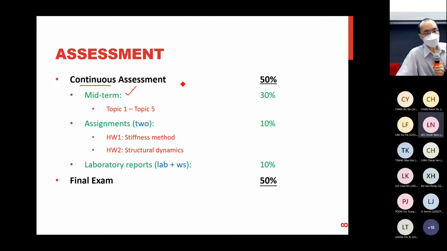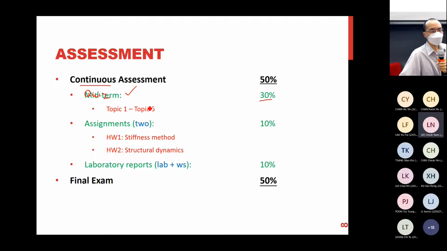Item 1, midterm test. The midterm quiz, maybe I can call this quiz only, because it may not happen in the middle. Middle means week 7, week 8. But depending on our progress and the other settings, maybe the quiz will not be in the middle. So I think it's more probably called a quiz rather than midterm. But basically the quiz covers topic 1 to topic 5, and the contribution is 30%.